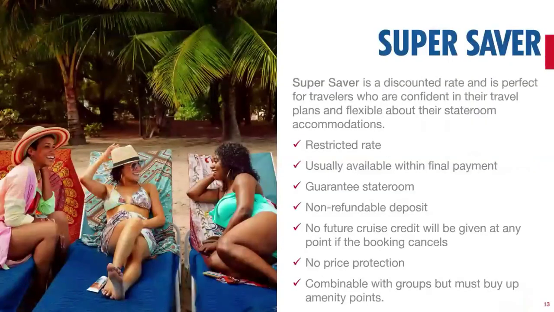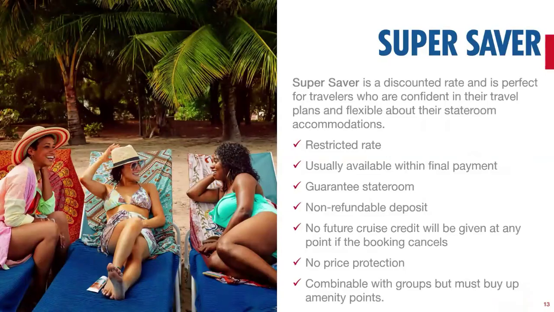So the third core fare that you're going to find is our Super Saver. So Super Saver, Early Saver, remember, closes out at final payment. Super Saver is going to be available within final payment. Now, this is going to be a deeply discounted rate. It's going to be even more restrictive than Early Saver, and it's going to be on a guaranteed stateroom. So it is a non-refundable deposit, no name changes. There's no pricing protection on this one. And if they have to cancel, we don't have the future cruise credits like we had with Early Saver. So Super Saver is going to be even more restrictive.